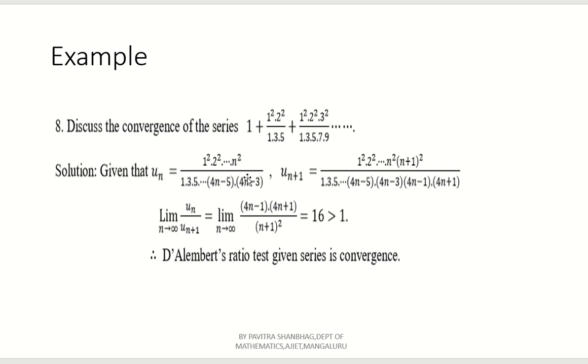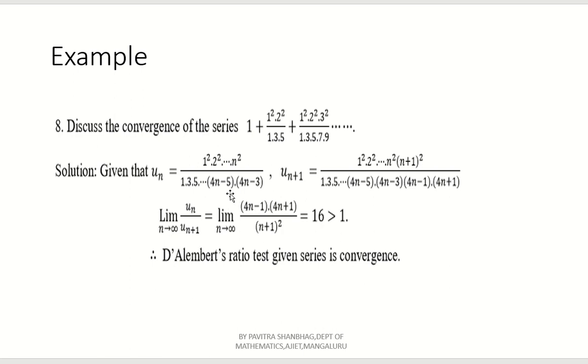Whenever n is replaced by n plus 1, see here, n plus 1, 4n plus 4 minus 5, that is 4n minus 1. Now again here, if you replace n by n plus 1, 4n plus 4 minus 3, that is 4n plus 1. Okay. Now take the ratio of this un by un plus 1, simplify and apply the limit n tends to infinity. You will get limit n tends to infinity 4n minus 1 into 4n plus 1 divided by n plus 1 whole square. Again, if you simplify here, it is in a plus b into a minus b form. So 4n whole square minus 1 or 16n square minus 1. Here n square plus 2n plus 1.